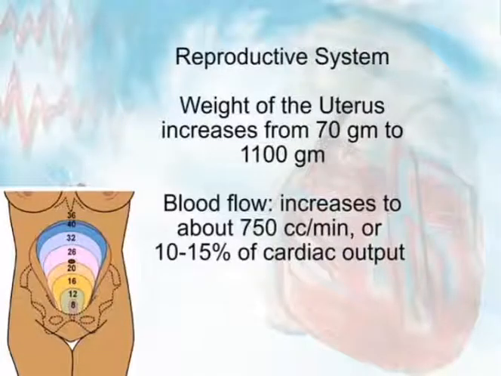In the reproductive system, the weight of the uterus increases from 70 grams to 1100 grams. Blood flow increases to about 750 cc per minute, or 10 to 15% of the cardiac output.